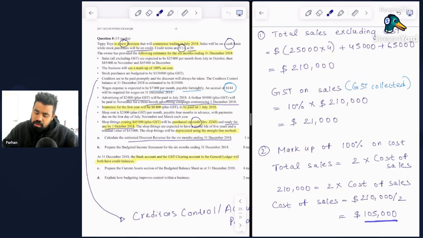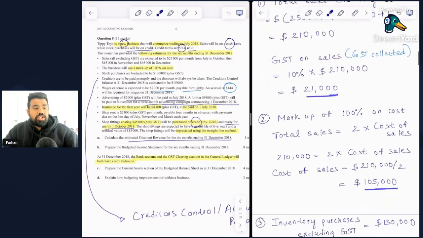Now you might wonder why we didn't include the GST on sales here. The GST that we collect on sales goes to the GST clearing account, which is a liability account that calculates the obligation that we have towards the Australian Taxation Office. So we collect the GST on sales from the customers, and then we are expected to give this back to the ATO.